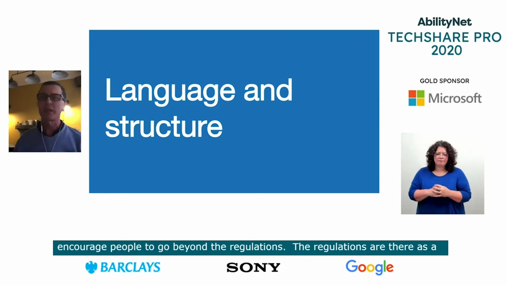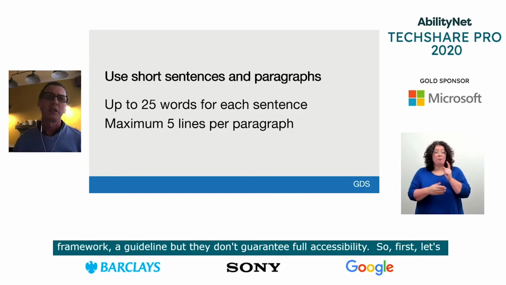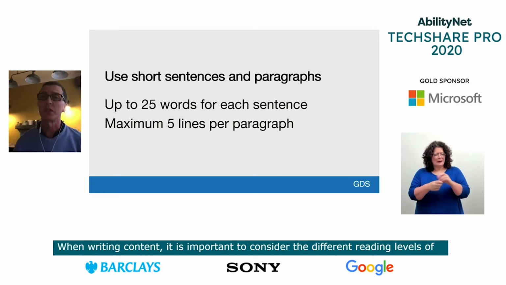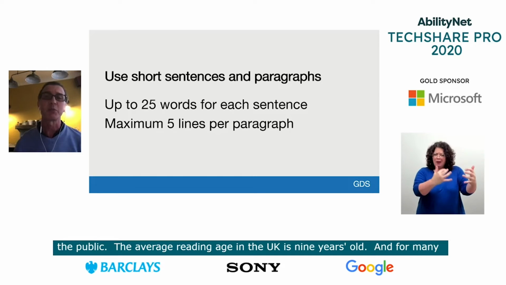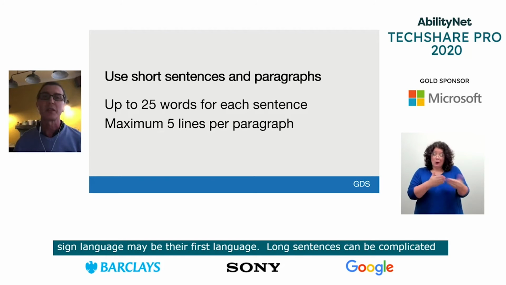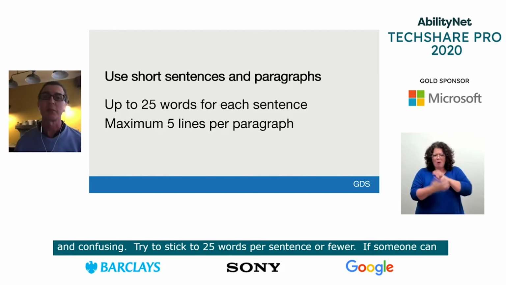So firstly, let's talk about language and how the structure of content can be made accessible. When writing content, it's important to consider the different reading levels of the public. The average reading age in the UK is 9 years old, and for many people, English is a second language, including many deaf people for whom sign language may be their first language. Long sentences can be complicated and confusing. Try to stick to 25 words per sentence or fewer, as someone could say this in one breath. Walls of text are also tricky to read, especially on mobile devices, and can be off-putting. So try and use no more than 5 lines per paragraph.